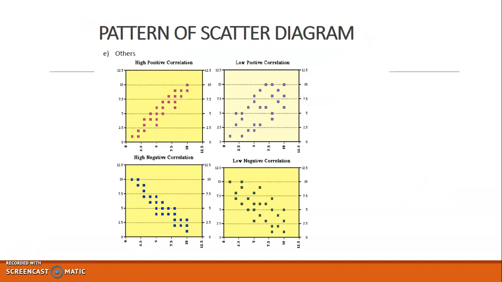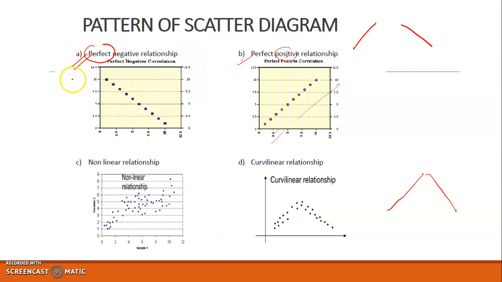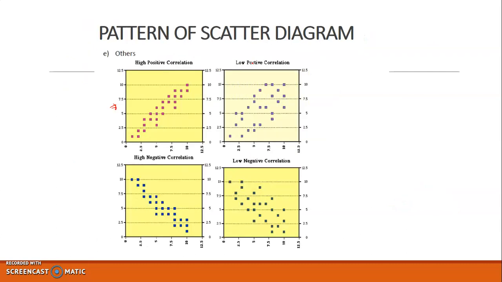Next, okay, this one. All right, this one here. This one, if you analyze the pattern, is still an increasing pattern. Of course, this one is a positive relationship or positive correlation. But this is not like the first graph just now. So the second graph is not a perfect positive relationship. But we can say that this one is a strong positive relationship or high positive relationship.